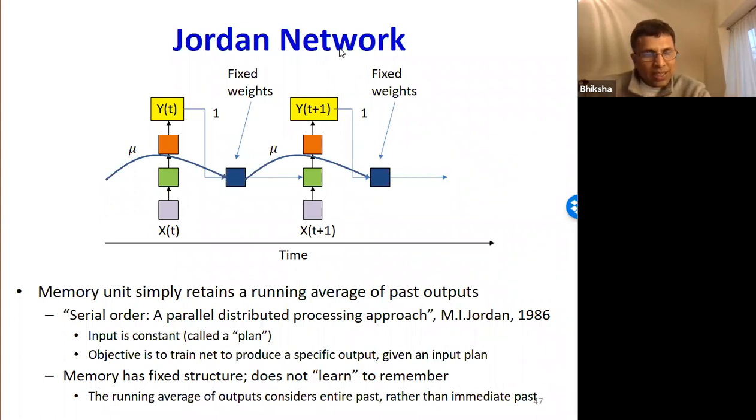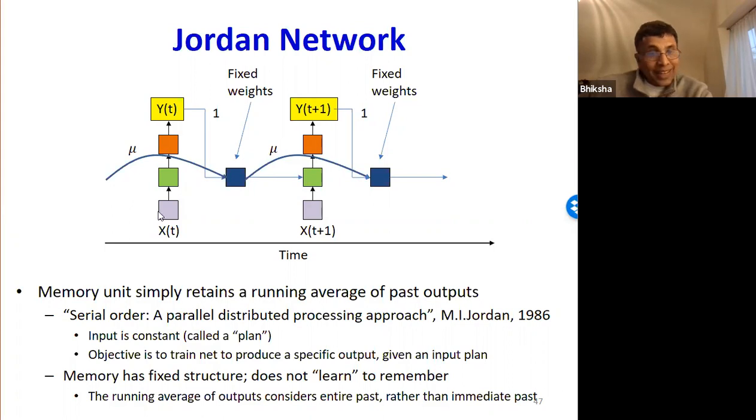But this paper was, I think, his PhD thesis, 1986. And the paper was Serial Order: A Parallel Distributed Processing Approach. In Jordan's model, the memory is stored by this memory unit that simply retains a running average of past outputs. So instead of having just one output going to the network, this one retained a running average of all past outputs. So the value of this memory neuron at any time was mu times the value of the memory at the previous time plus the most recent output.